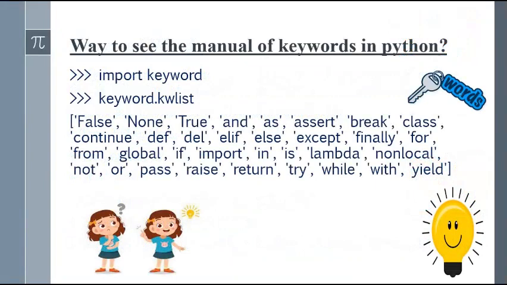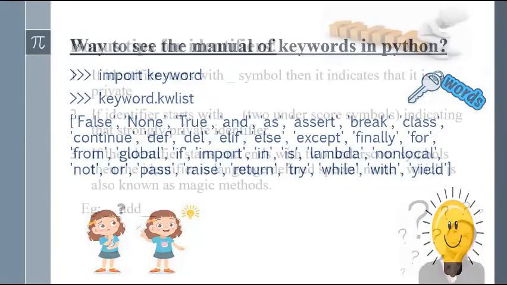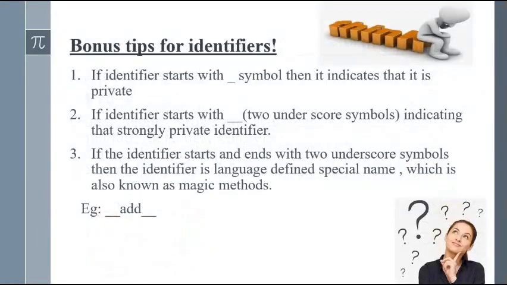Coming to the next slide, that is the way to see the list of keywords in Python. If you want to count, or if you think I am giving wrong information, you can count it from the Python REPL by writing import keyword, keyword.kwlist. This will show your keywords list. Coming to the next slide, that is bonus tips for identifiers.